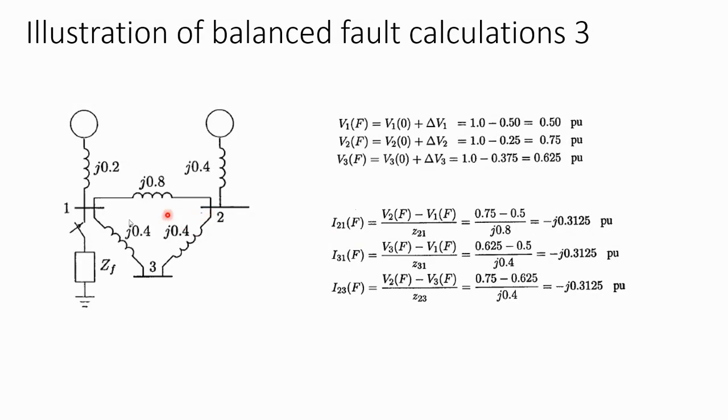So with the delta V in bus 1, bus 2, and bus 3 obtained, I can determine the final V of the buses as such. And then with the final V obtained, I can also determine the current flowing between them, similarly to what we have shown in the first two examples. So with that, we have concluded the calculations of a three-phase balanced fault.